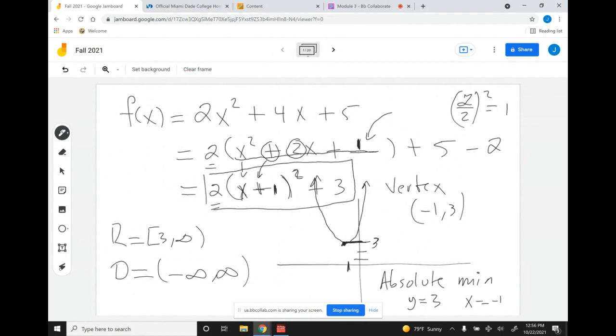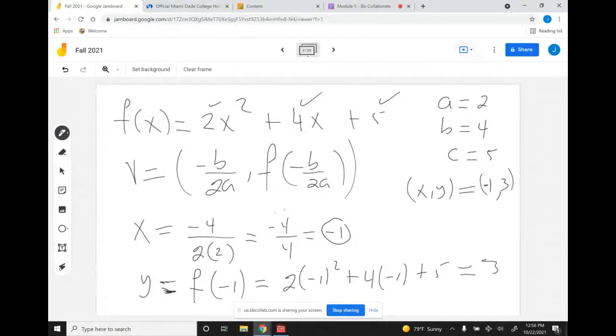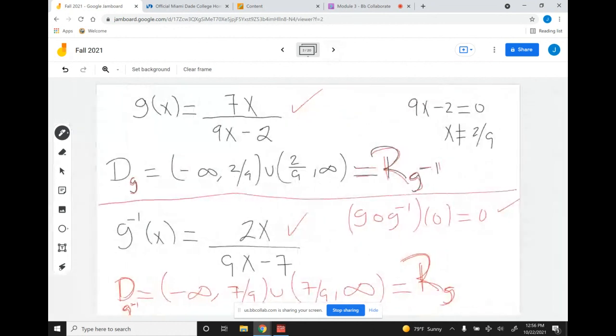So keep in mind that in one of these exercises, there could be many questions in one. But the best way to approach it is to somehow write it in this form so that way you can answer all the questions. Again, you can do it this way also. You find the vertex, you will graph it, you will see what the range is, and then you will see whether it has a minimum or a maximum. Okay, let's do another one.